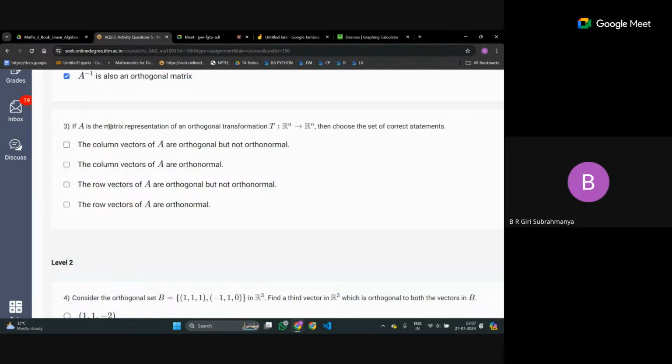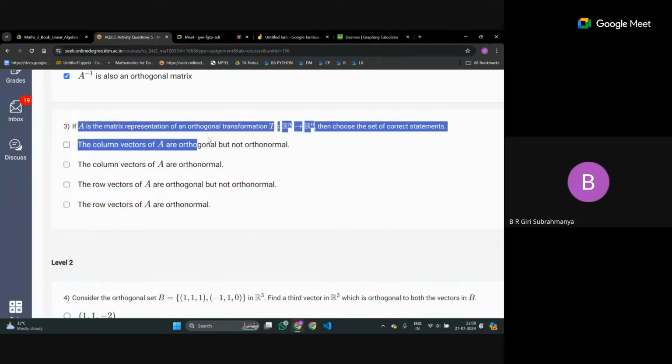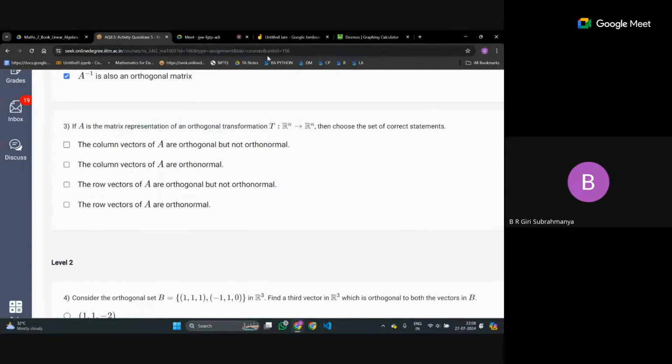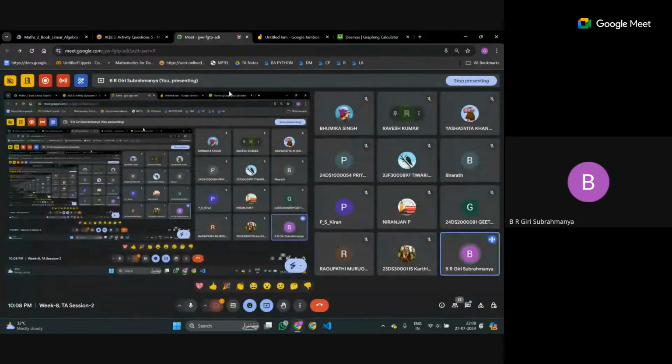The third one is if A is the matrix representation of an orthogonal transformation, then choose the correct statements. Okay. The column vectors of A are orthogonal, but not orthonormal. Okay. Again, this question also you have to take with respect to the standard ordered basis, right? You take it with the standard ordered basis, it's going to be an orthogonal matrix, right? Am I right? It is going to be an orthogonal matrix, right? Kiran, others, are you all there?